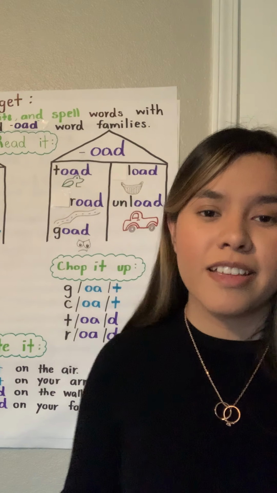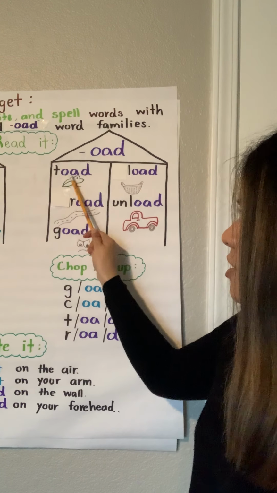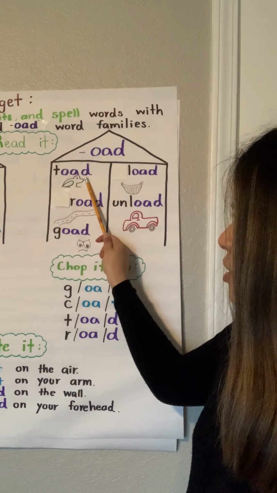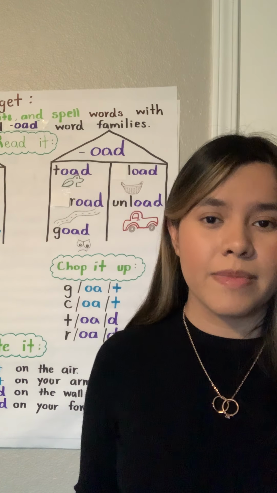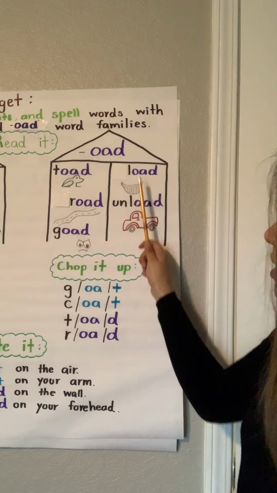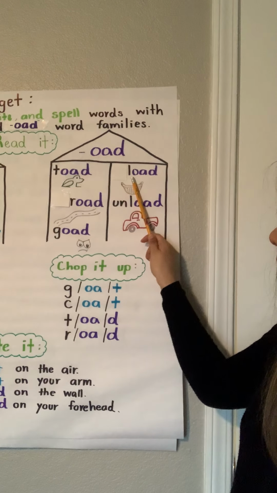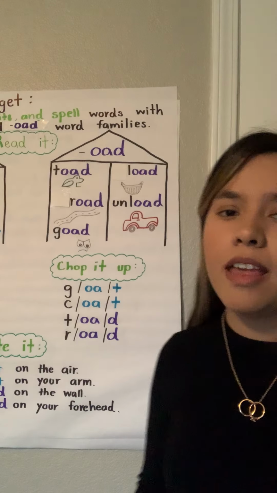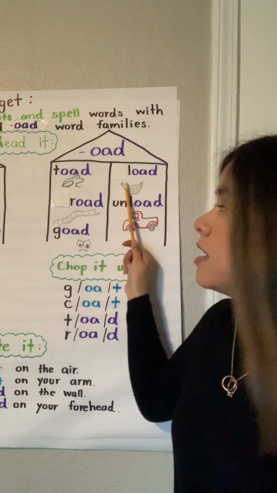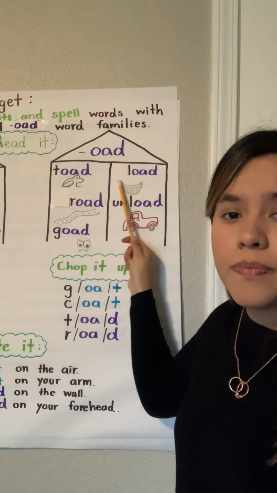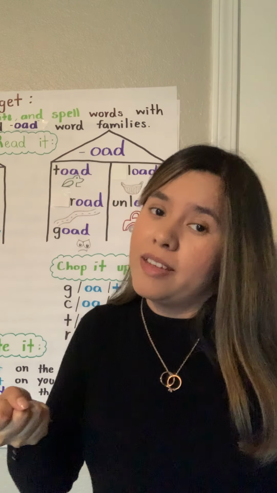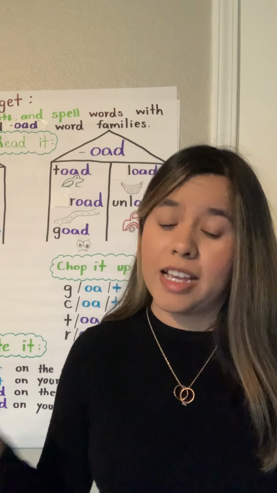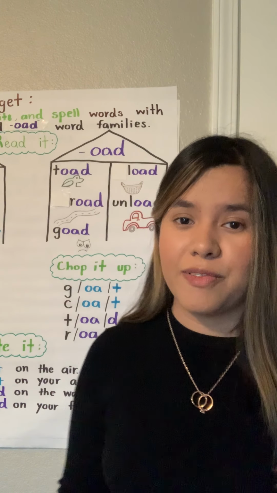And for the oat family, we have words such as toad. Toad. Say it with me. Toad. Like a toad, which looks like a frog. Next word is load. Load. Say it with me. Load. Like a load of laundry. When your mom does laundry, she has a load of laundry, right?